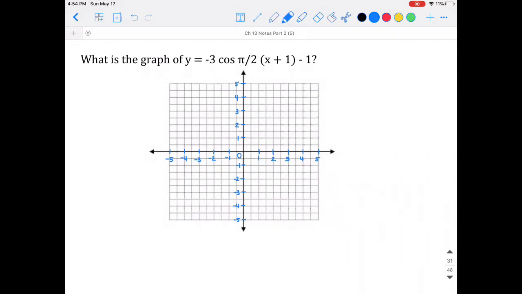Some things we can tell just looking at the equation. Our a value is negative 3, which means our amplitude is going to be positive 3. You get the amplitude by taking the absolute value of a. Our b value is pi over 2. Our h value is negative 1, and k is also negative 1. So now we're going to use those steps.